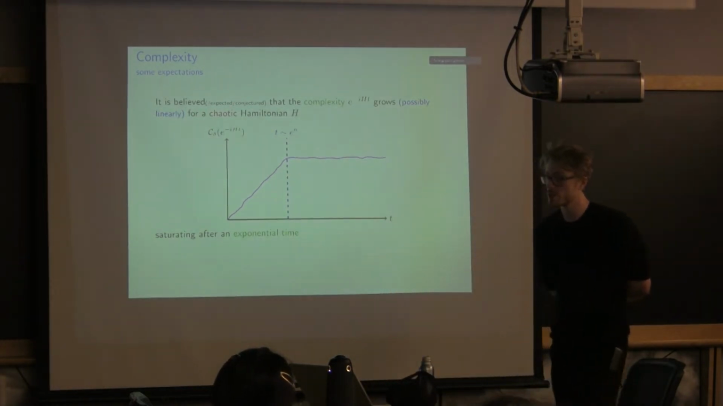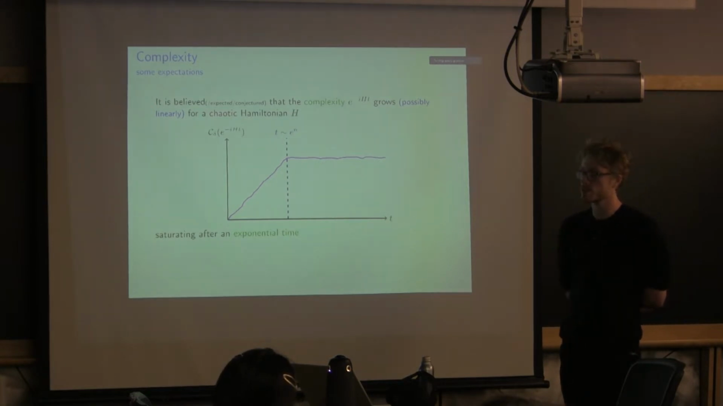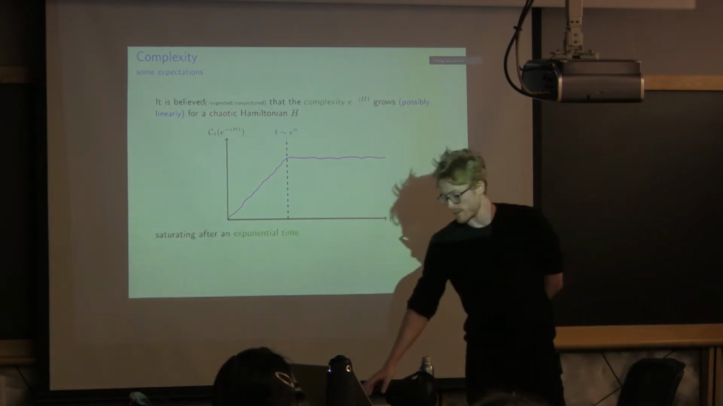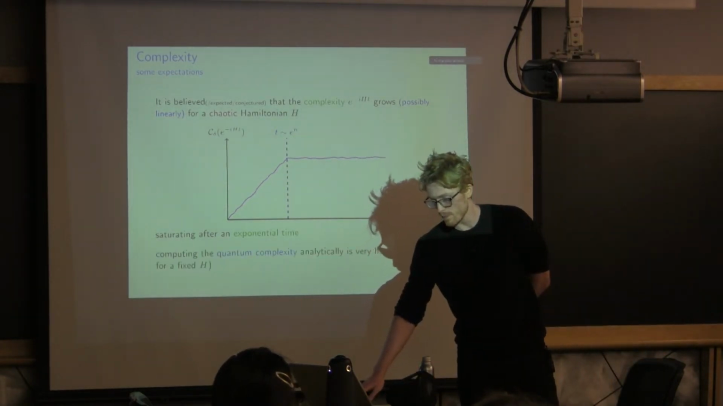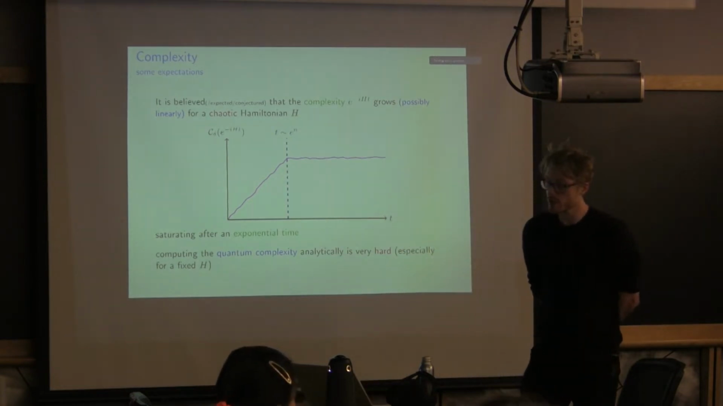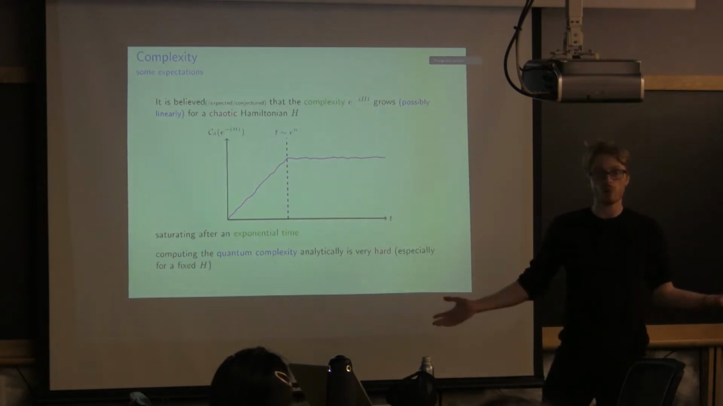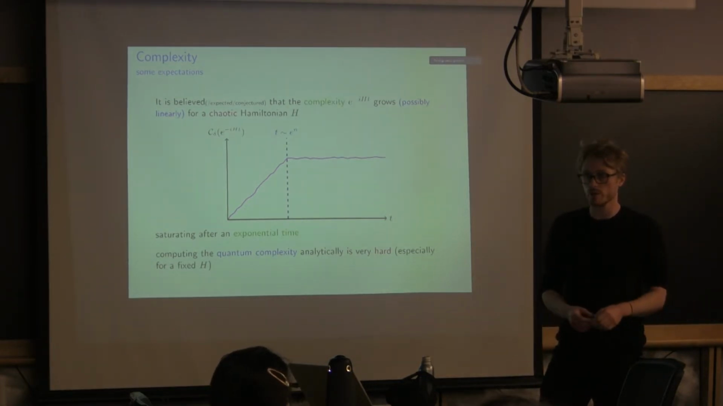But this belief extends to the unitary time evolution itself. So we have some unitary operator, e to the iHt, and the idea is that the circuit complexity of this operator also grows linearly in time for an exponentially long time, saturating at a time scale which is like e to the n. And actually computing this complexity analytically is extremely hard, specifically for some fixed H, because naively it sounds like you need to enumerate all possible circuits to find what the shortest one is.